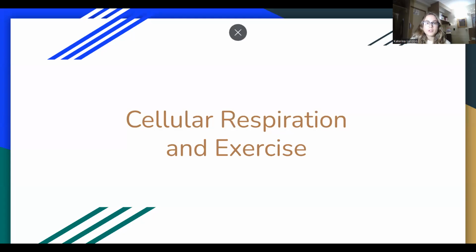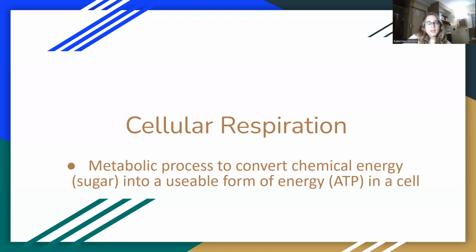The topic that I am going to be teaching about is cellular respiration and how it relates to exercise. Cellular respiration is the metabolic process to convert chemical energy, so that's sugar, specifically glucose from what we eat, so carbohydrates, proteins, and fats, into a usable form of energy, which is called ATP in a cell. And you can think of ATP like gasoline for a car. It is our fuel or our energy currency that we use to perform our everyday tasks.